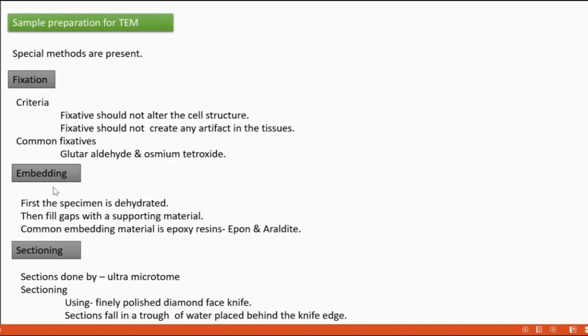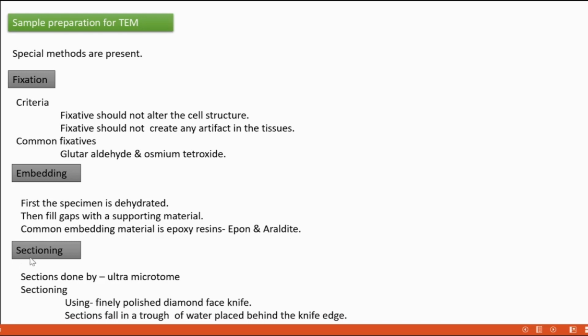Next step is embedding. Embedding means giving a supporting material in the gaps of the specimen. Before that, we need to dehydrate the specimen. Dehydrate means remove the water content of the specimen. First remove the water content, then fill the gaps in the specimen with the supporting material. As a supporting material, we commonly use epoxy resins, like Epon and Araldite. Epon and Araldite are commonly used as the supporting materials to fill the gaps in the specimen.